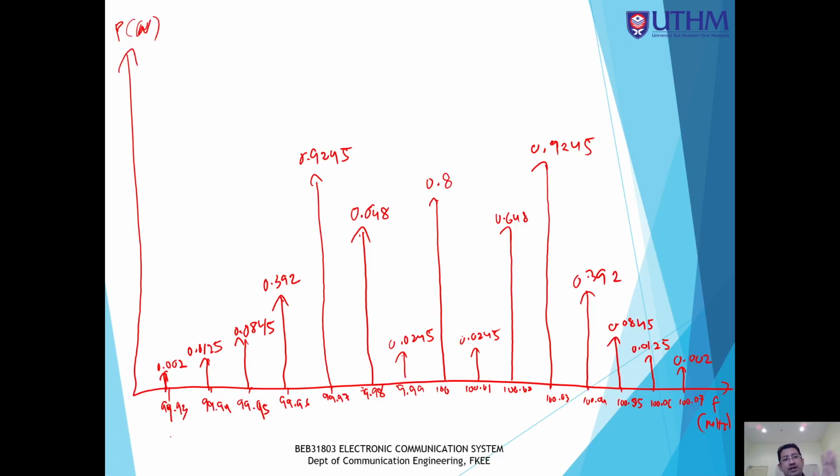Power spectrum means power versus frequency. You need to draw the spectrum correctly. There are 7 pairs of sidebands. The center would be the carrier, and you need to label the frequencies and label the power values as well. If you draw like this, you will get full marks for that specific question. Okay, so class, if you have questions, please ask me. Otherwise I assume that you understand this.